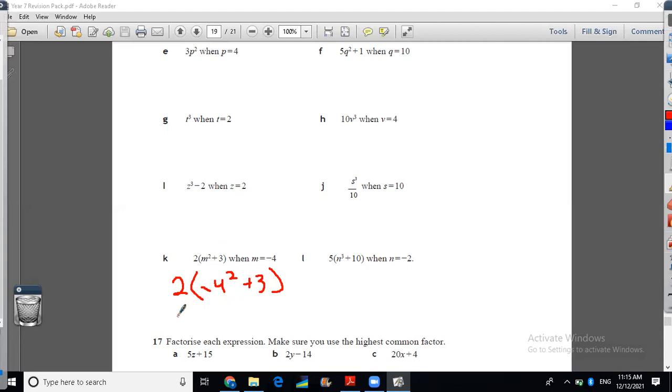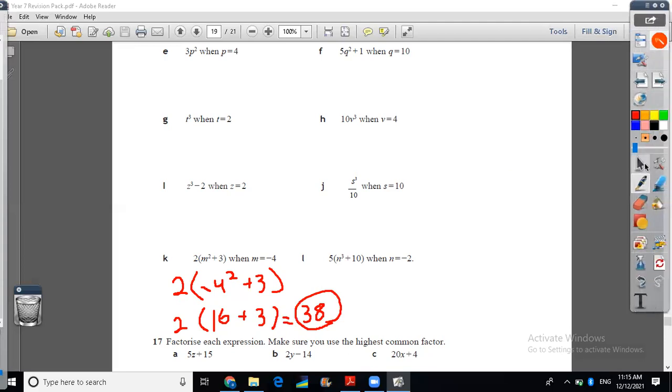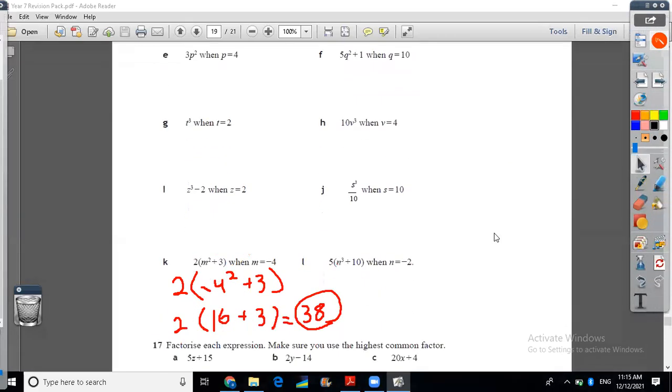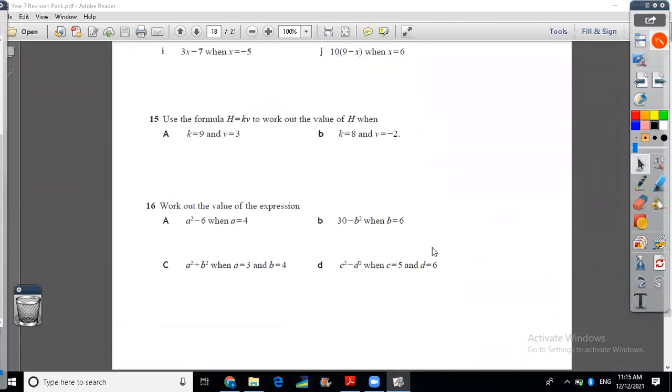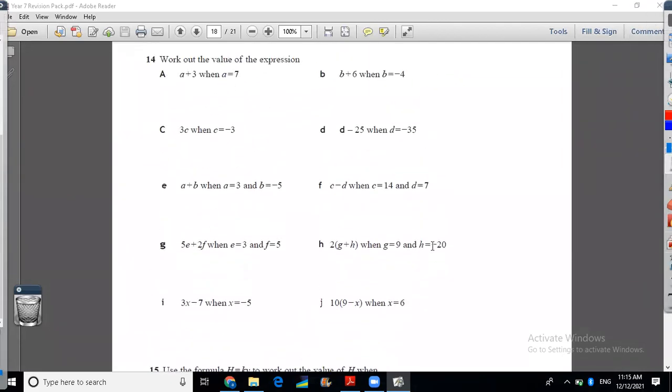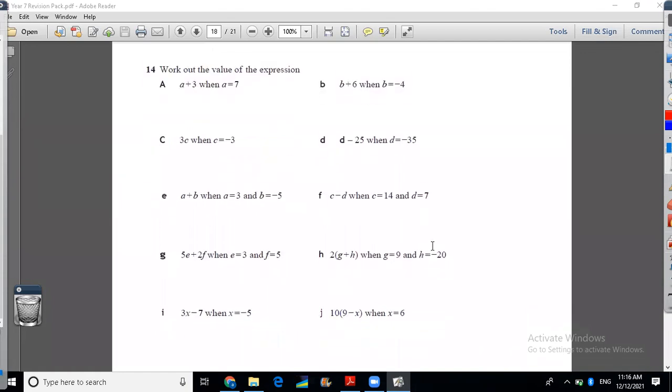-4 squared is going to be +16, plus 3. And what's inside the brackets first? 16 and 3 is 19. You multiply 19 by 2, it's going to give you exactly 38. And this is how we substitute in expressions. All right. Anything else about substitution? No. Same thing here also about substitution, exactly the same.